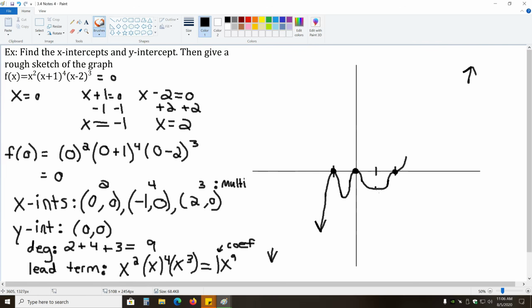So the graph is going to do something like this. It's going to create a valley and then come back up, curve through this x-intercept, and then continue on toward the upper right. This is just a very rough sketch of our graph, but this is all we really need. This gives us a pretty decent idea of what our graph looks like. And this is what we will label f of x.